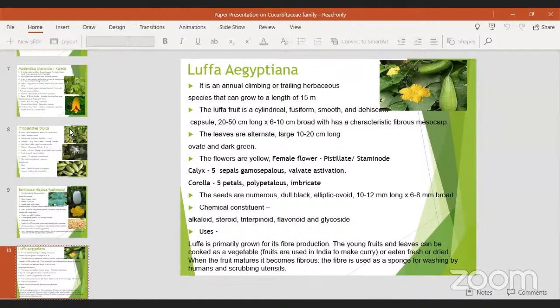Uses: the loofah is primarily grown for its fiber production. The young fruit and the leaves can be cooked as a vegetable. Fruits are used in India to make curry or eaten fresh or dried. When the fruit matures, it becomes fibrous. The fiber is used as a sponge for washing and for scrubbing utensils.